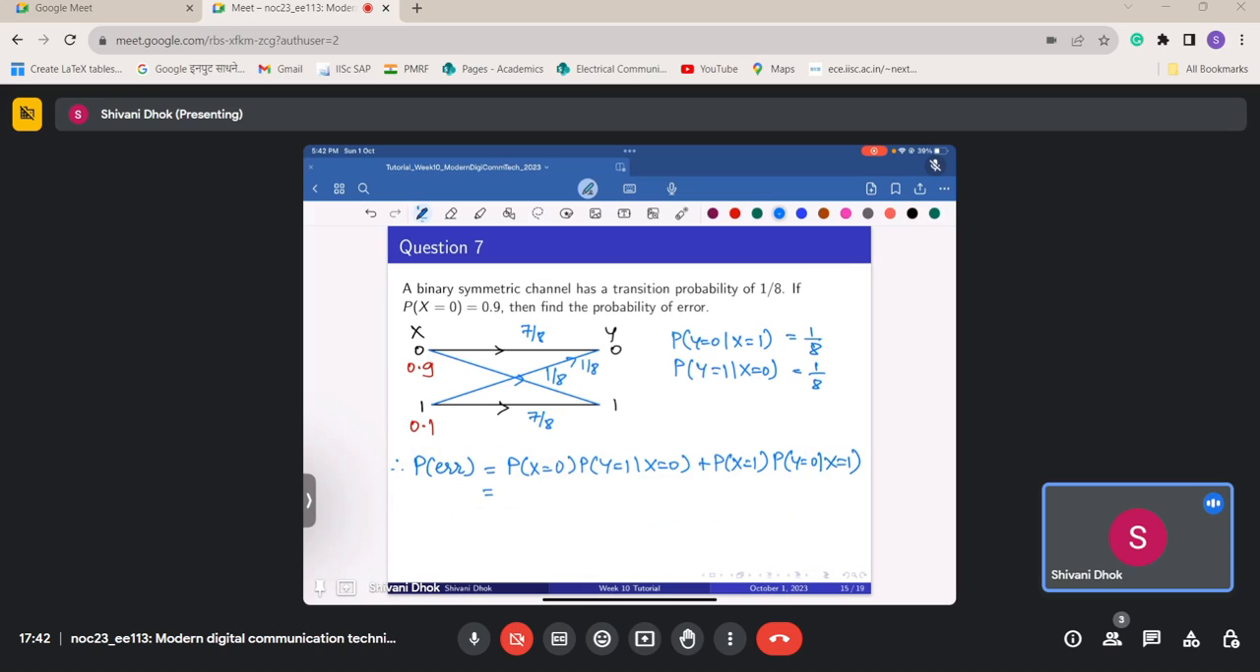So probability of x equal to 0 is 0.9 into probability of y equal to 1 given x equal to 0, which is 1 by 8, plus probability of x equal to 1, which is 0.1, multiplied by probability that y equal to 0 given x equal to 1, which is again 1 by 8. So this comes out to be 1 by 8 multiplied by 0.9 plus 0.1, which is 1. So probability of error is 1 by 8.